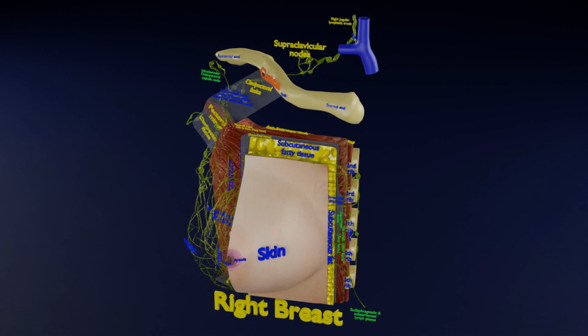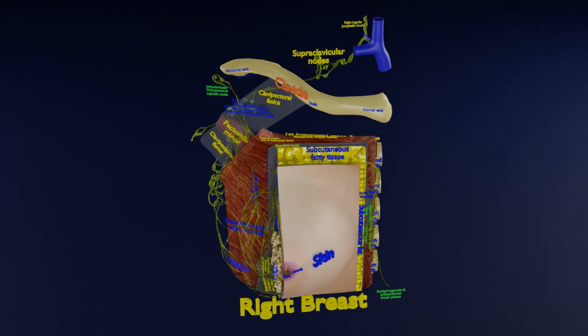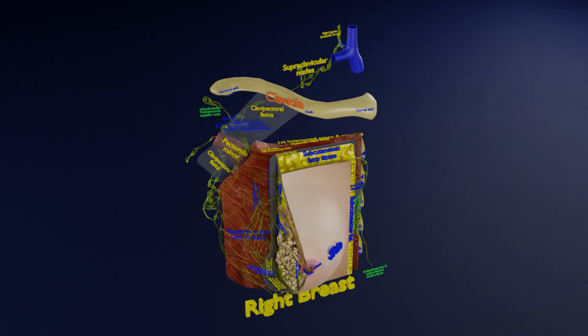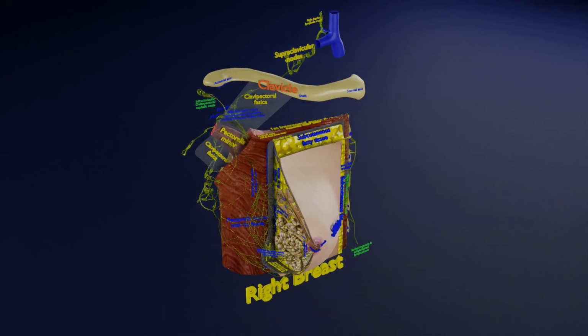One has to be well versed with the lymph flow of breast if he or she wants to understand the dynamics of spread of breast cancer, that is the most common cancer in females worldwide.